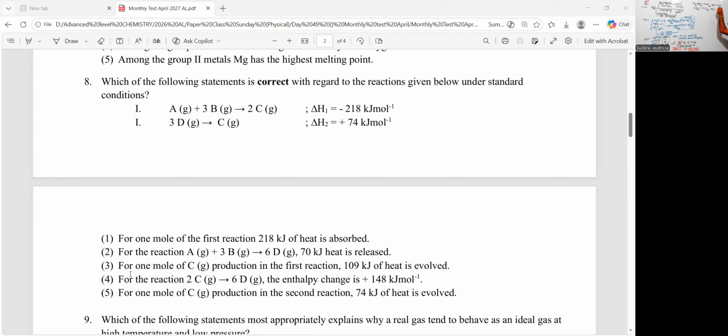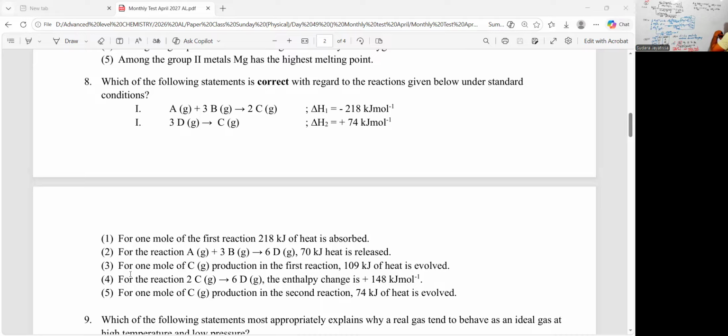And the other one is plus 74. These are the two enthalpy changes. So now what are the statements they ask? Look at the first one. For 1 mole of the first reaction, 218 of heat is absorbed.